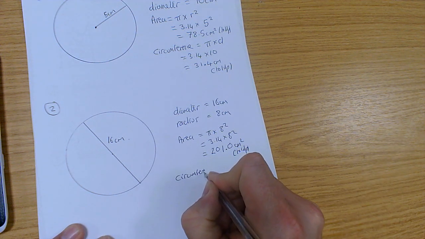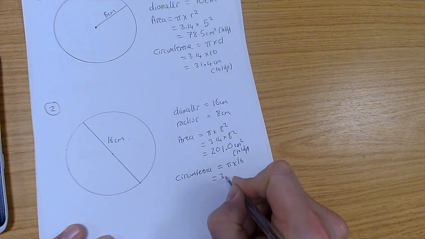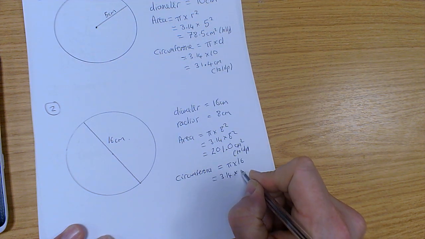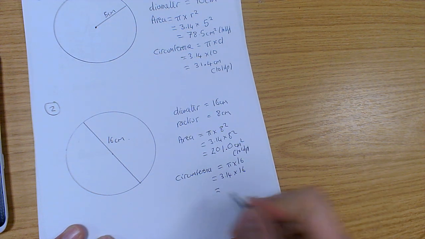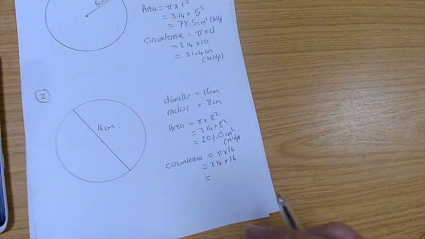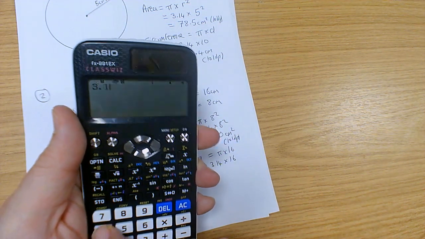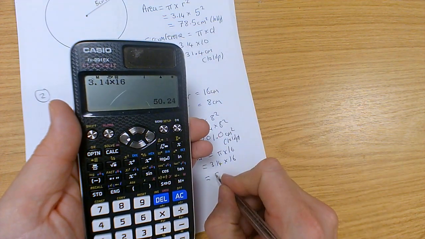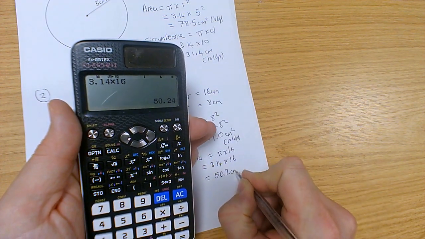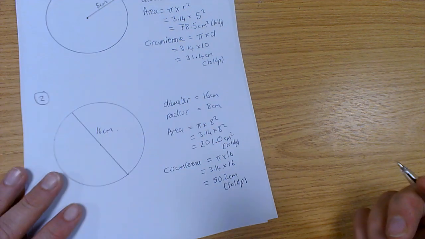Circumference, it's going to be pi times 16, 3.14 times 16, pi times diameter, remember. So let's do this on the calculator. 3.14 times 16 is 50.24, so let's say 50.2 centimetres to 1 decimal place. So that's using the formula.